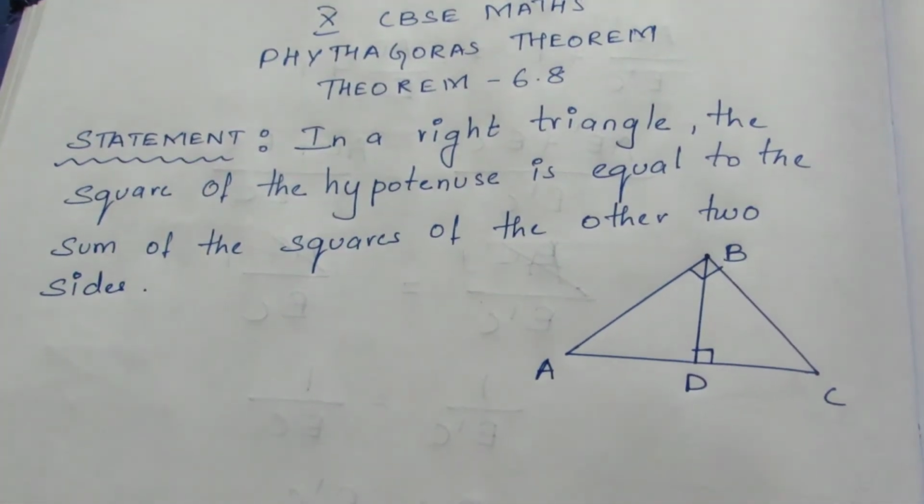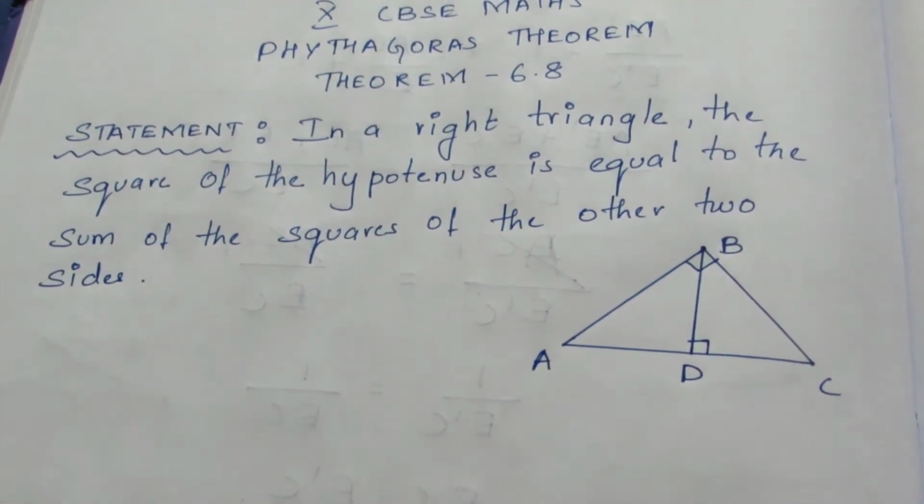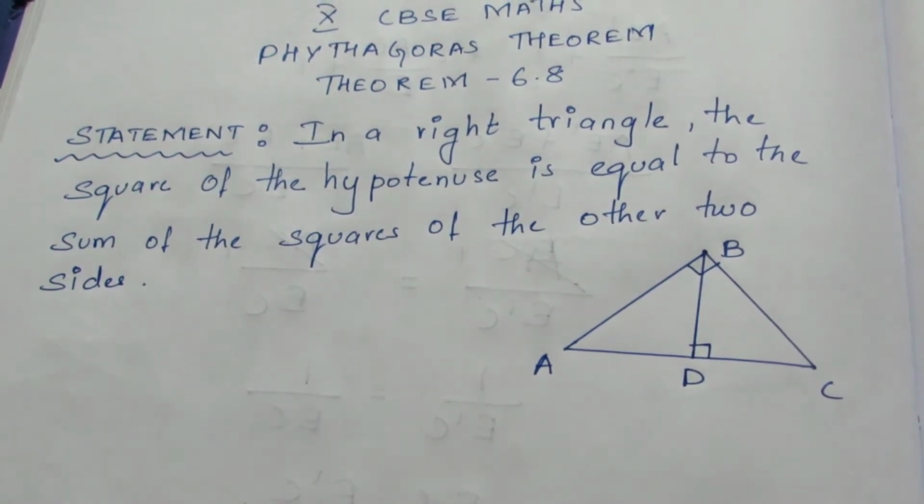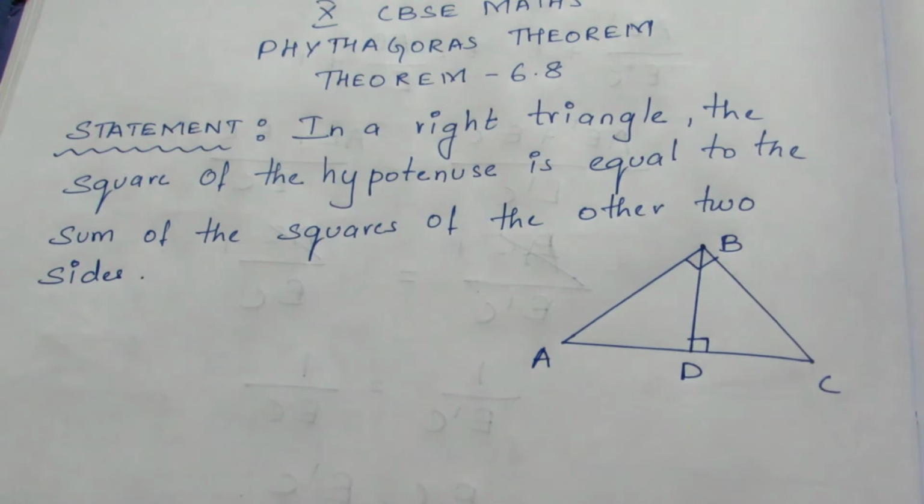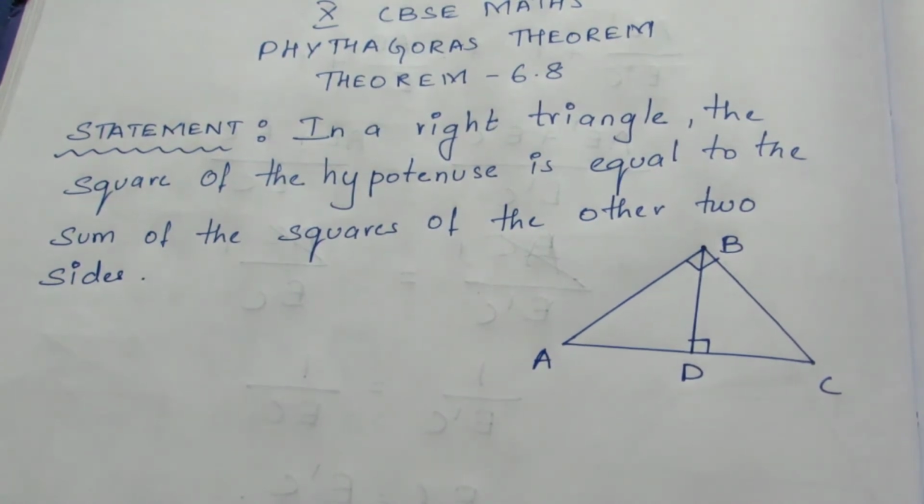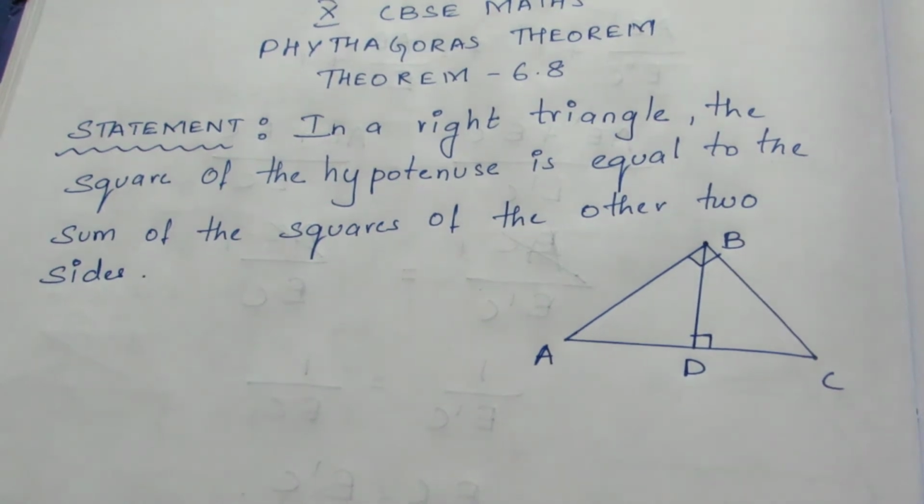Today we are going to see 10th CBSE Maths Pythagoras theorem. This is theorem number 6.8 in your NCERT reader. The statement is: in a right angle triangle, the square of the hypotenuse is equal to the sum of the squares of the other two sides. This was found by Pythagoras, so it is given his name.